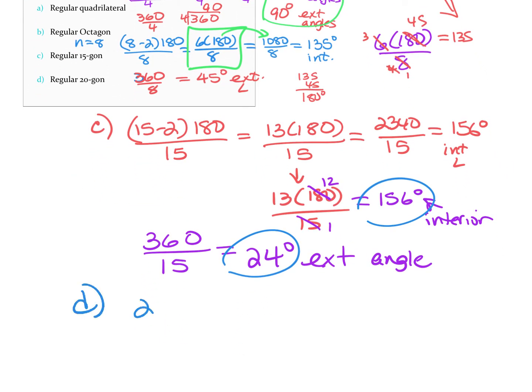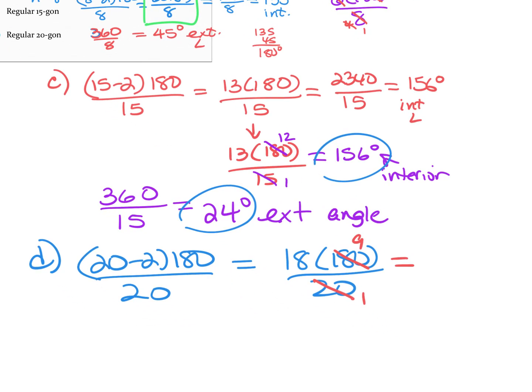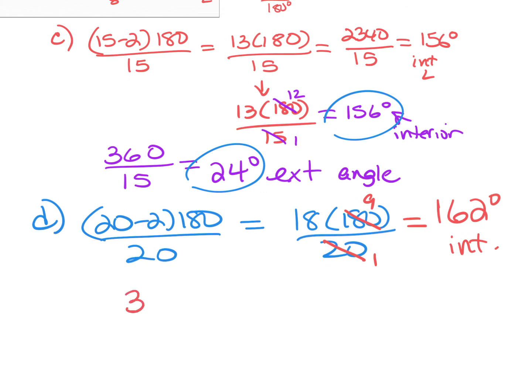Same idea, 20 minus 2 times 180, divide by 20. 18 times 180, divide by 20. This one I would definitely try to simplify, like the 18 and the 20. I could make that a 1, make that a 9, and then I'm just left multiplying 18 times 9, and that gives me 162. And that's the interior. For the exterior, it's 360 divided by 20, and that gives me 18.